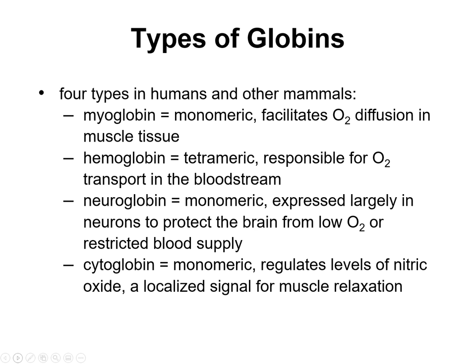There's 4 types of globins in humans and other mammals. We're only going to be talking about myoglobin, which is monomeric, so there's only one little protein, and it facilitates oxygen diffusion in the muscle tissue. And we're going to talk about hemoglobin, which is a tetramer, so there's 4 subunits, and it is responsible for transporting oxygen in the bloodstream. The other 2 globins we're not going to talk about, but you can see them there. You can look them up, look in the book at your own leisure, but we're not going to cover them in this class.